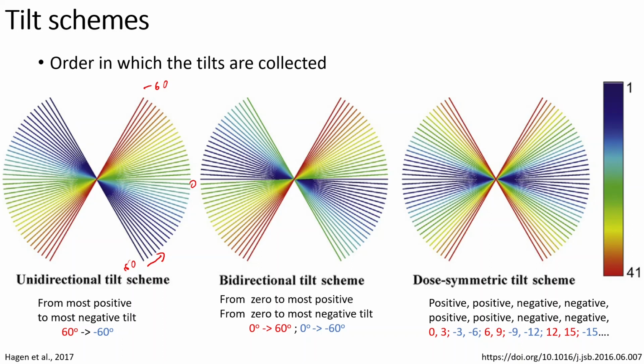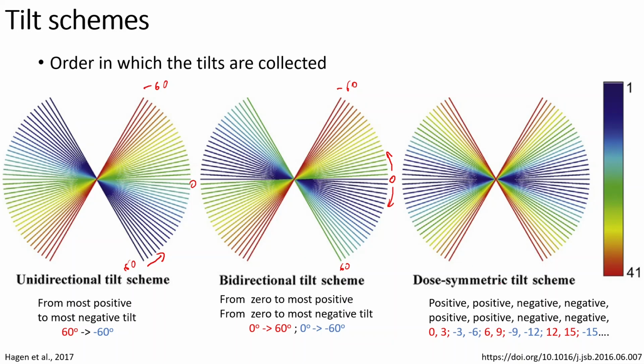There's a different one. This is called the bidirectional tilt scheme, where you can see that the coloring is different, because here we start at 0, then we follow in one direction until we reach the highest tilt in that direction, for example 60 degrees. Then we return back to 0, and then we tilt in the negative way up to minus 60 degrees. So we can see that here we cross the 0 two times, yet only once expose the 0 tilt, actually.